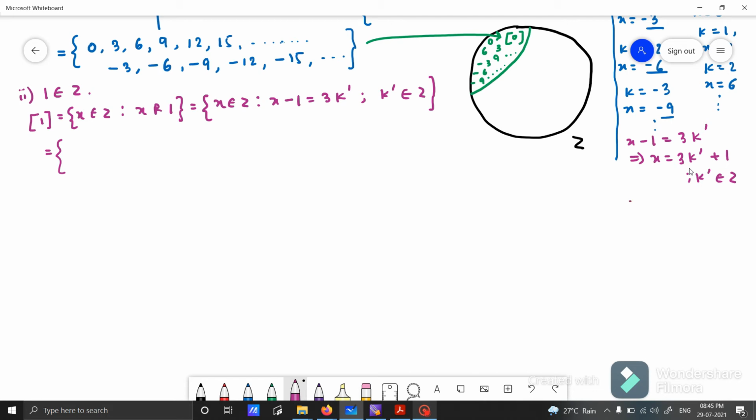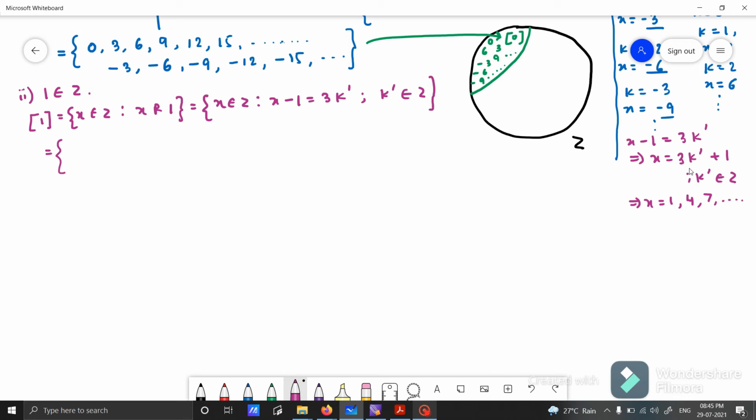So what are the values of x we are getting here? Suppose k dash is 0. So 3 into 0 plus 1 is 1. Suppose k dash is 1. So 3 into 1, 3 plus 1, 4. Suppose k dash is 2. 3 into 2, 6 plus 1, 7. And yes, you have got the pattern. 1 plus 3, 4, 4 plus 3, 7, and this way it continues.